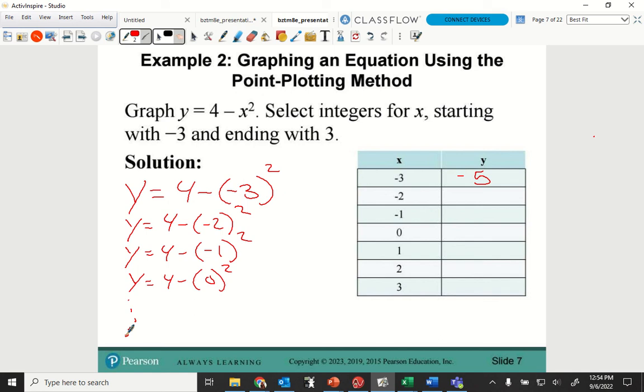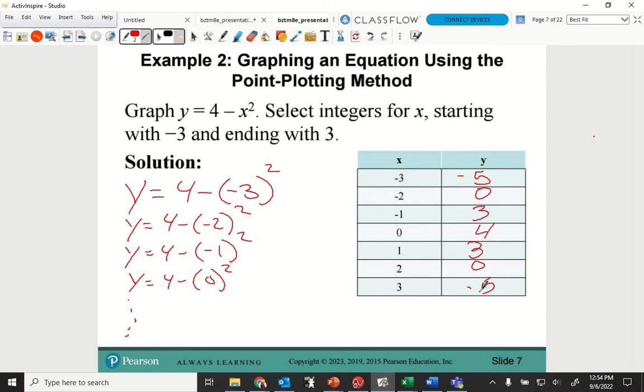Fill this out. Okay. For -2, what's my y value? 0. -1 is? 3. 0 is? 4. 1 is? 3. Okay, 2 is? 0. And 3 is? 5. There we go, right?